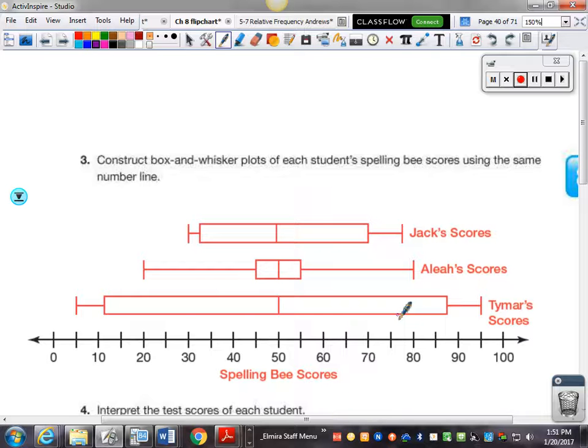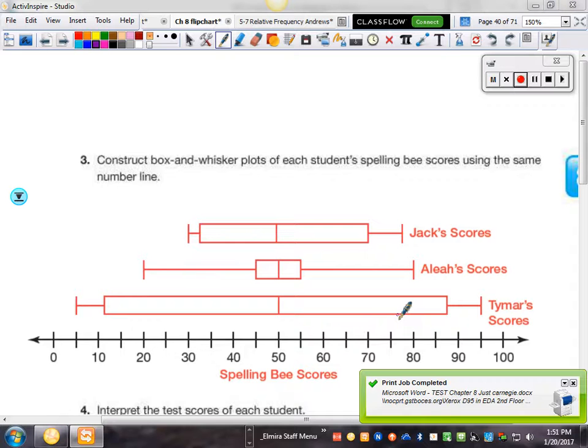We can see, building on what we talked about yesterday, that Aaliyah's box, her middle 50% of data, is very narrow compared to Jack or Taimar. That tells us that her scores are more consistent and a little more predictable. And Jack's box is actually kind of big compared to Aaliyah's, so his data is just not quite as predictable as hers.